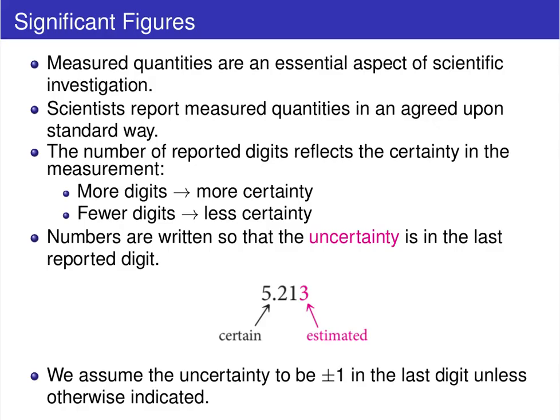So as you hopefully recall from the previous lecture, any measured quantity has associated with it a certain number of so-called significant figures. And there's an agreed upon way that scientists report these measured quantities. The basic idea we presented was that if you have more digits, that represents a greater degree of certainty in that measurement. Fewer digits is less certainty. And we have this convention that when we report any measured quantity, the first set of numbers are the certain numbers, values that we are certain of, and then there's an estimation associated with that last digit.